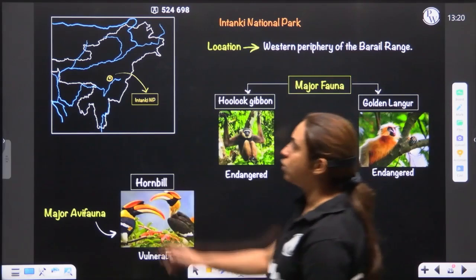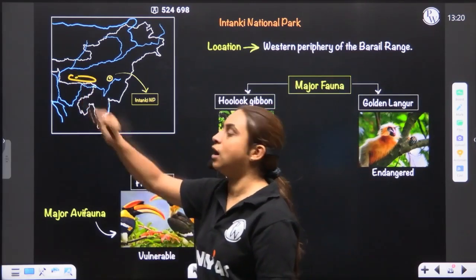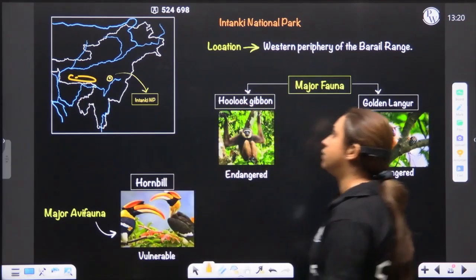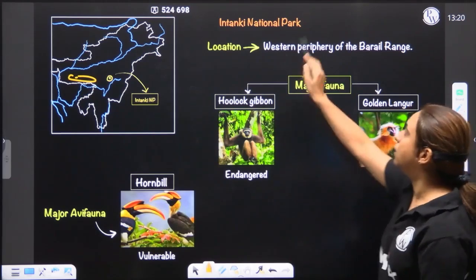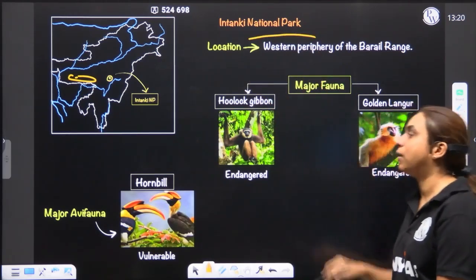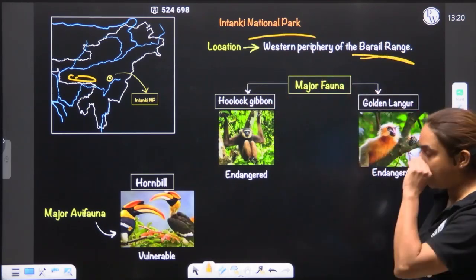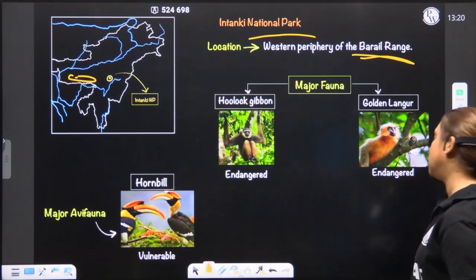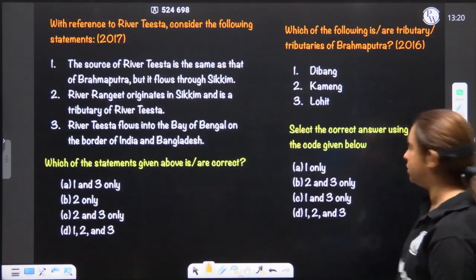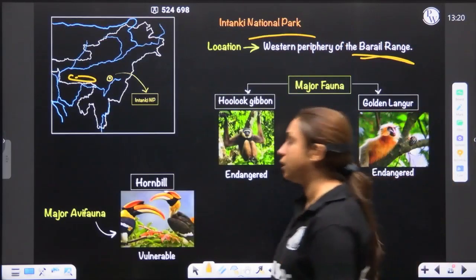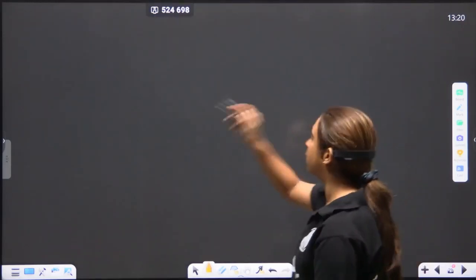Vegetation is common as well as the flora is nearly the same. Because we've done Meghalaya, we've done Garo, we've done the Biosphere Reserve, let us also look at Intanki National Park. The Intanki National Park is at the periphery of the Barail Range. So near the Barail Range, you have Intanki National Park. These are the flora and fauna, some of which I'll just list for you.